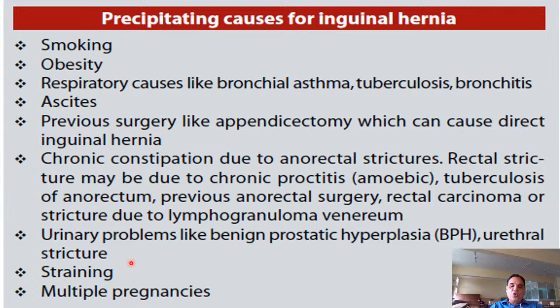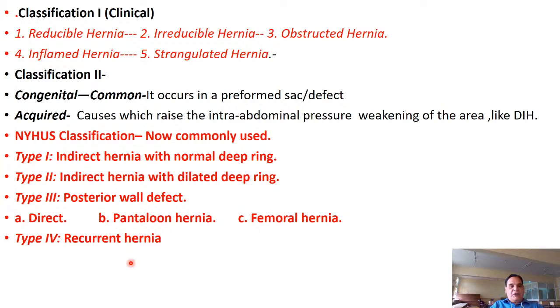Multiple pregnancies are known to give rise to herniation because of the weakness which occurs in the rectus abdominis. Okay. So, how do you classify? Classification of hernia is on different grounds. We'll consider all of them, in fact. Okay. Major classification is clinical. This is the classification which we daily come across in practical.